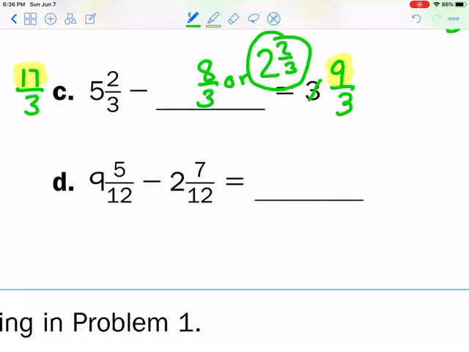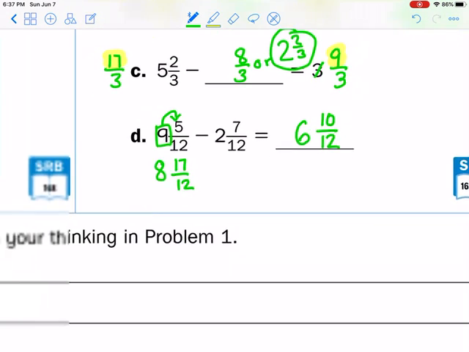Okay, D. 9 5/12 minus 2 7/12. So what you're going to have to do here is take a whole from this 9 and give it to your fraction. So this 9 becomes 8, and if I add 12 to 5, I get 17/12. So 8 minus 2 is 6, and 17 minus 7 is 10, and 12 is my denominator.